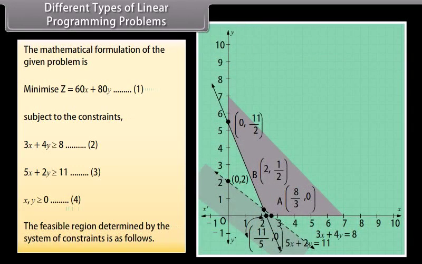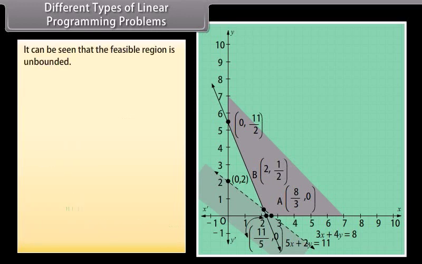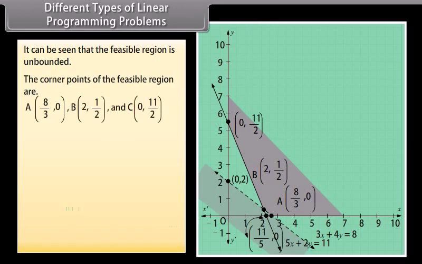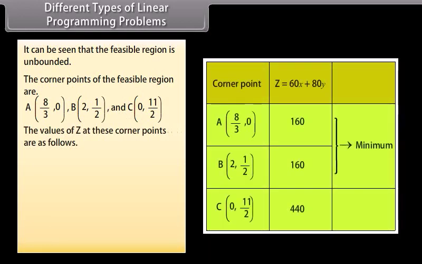The feasible region determined by the system of constraints is as follows. It can be seen that the feasible region is unbounded. The corner points of the feasible region are A (8/3, 0), B (2, 1/2) and C (0, 11/2). The values of Z at these corner points are as follows.